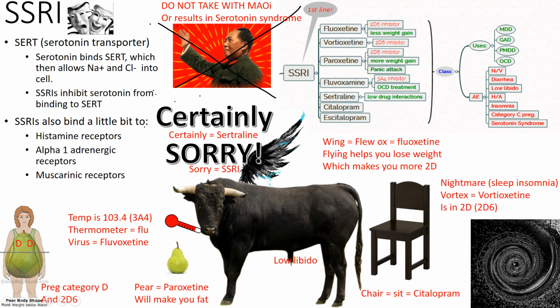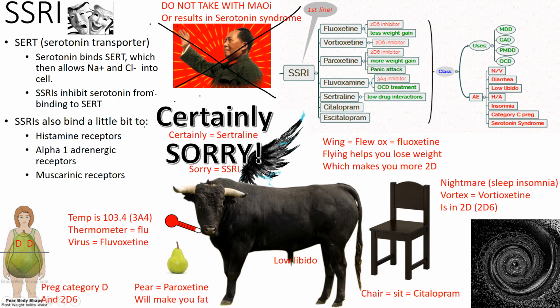weight gain. And all of these drugs on this list are category C as far as pregnancy risk, except for paroxetine. Paroxetine is category D, okay? So I drew the D's here, because she's got a size D chest or something. I don't know, some way of remembering that. Category D for paroxetine. And also remember that it is a 2D6 drug, so there's two D's there.